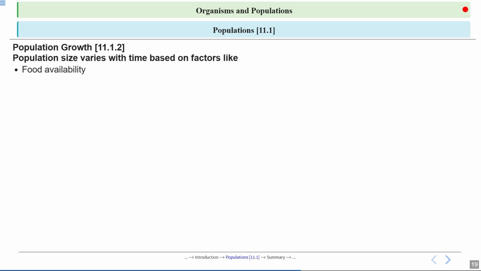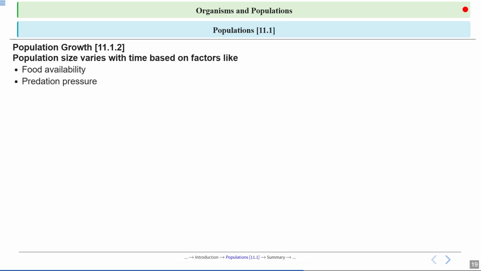Just like humans, organisms need food to survive and to reproduce. When food is plentiful, population can grow rapidly. However, when food is scarce, population growth can slow down or even decline.